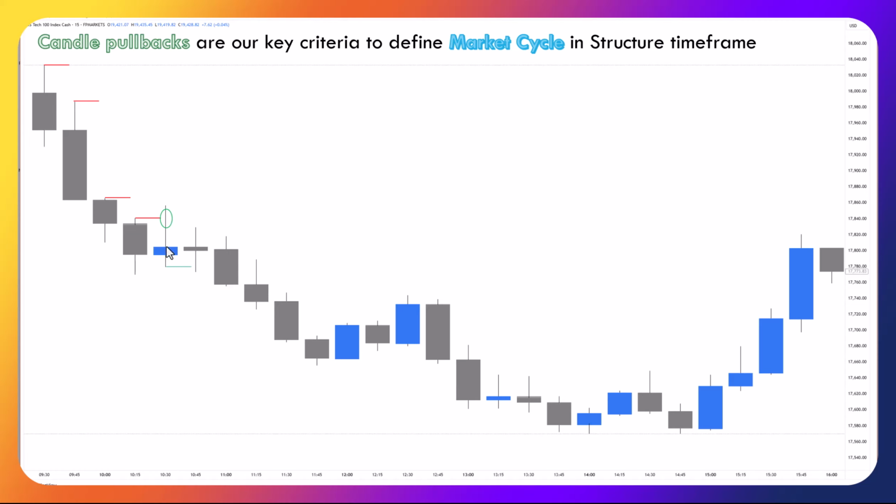So it means that now our pullback has started, and with the up break of the high, we start to compare the lows of the candles. When it is a downtrend and we don't have any up break, we're comparing the highs of the bearish candles. Now that we have a break of it, we're going to compare the lows of the candles. If we have a break of high, we're going to compare lows. If we have a break of lows, we're going to compare highs.